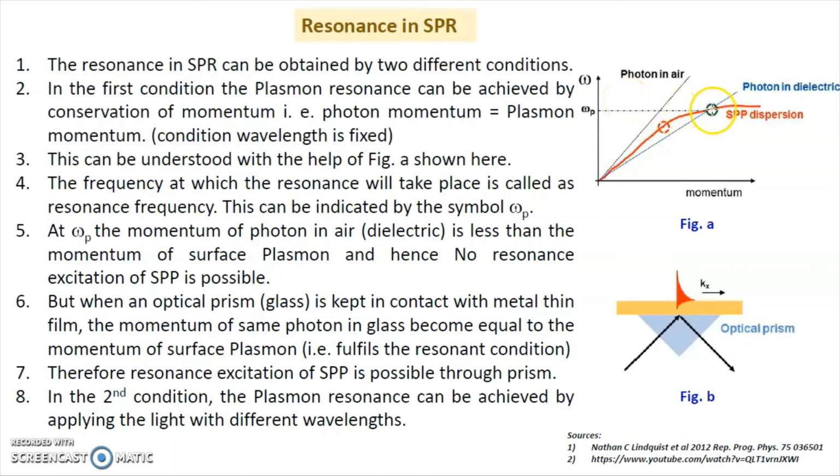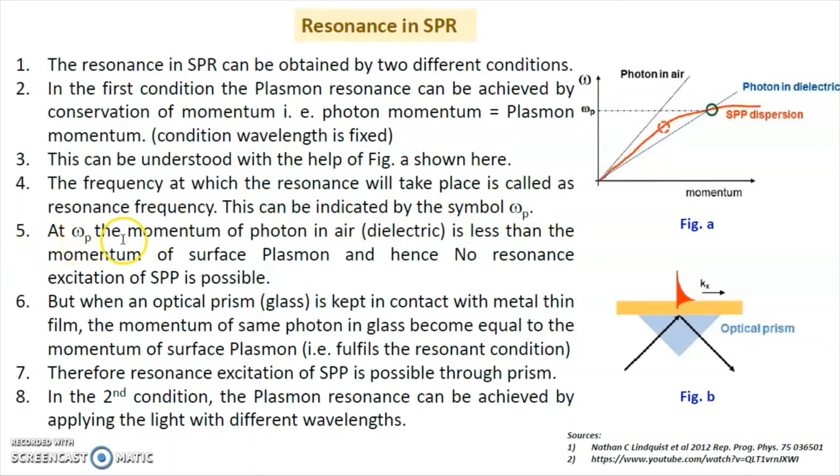Okay. So at that frequency, you can see that the momentum of plasmon and the momentum of photon become exactly equal. When they become exactly equal, the corresponding frequency is called the plasmon frequency, okay. And here the resonance takes place. So the frequency at which the resonance takes place is called the resonance frequency. This can be indicated by the symbol omega p. So this is the resonance frequency.